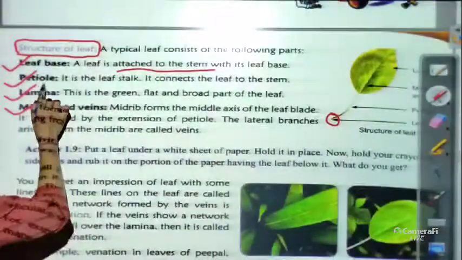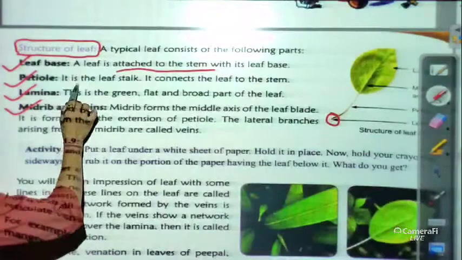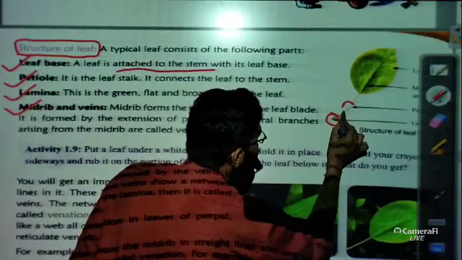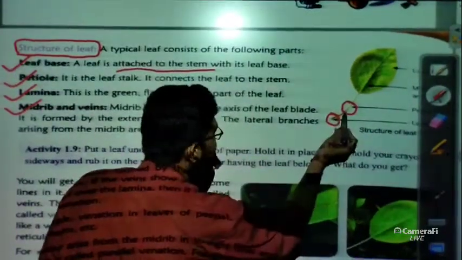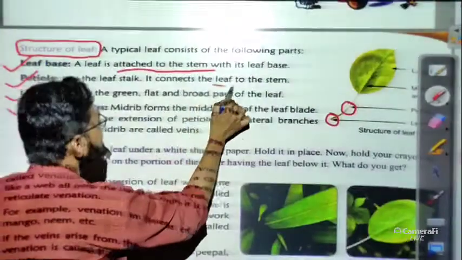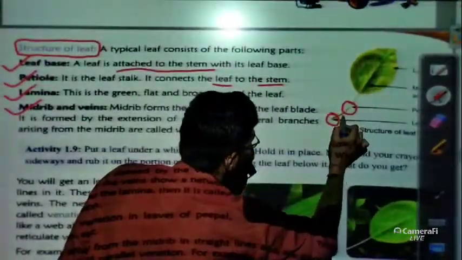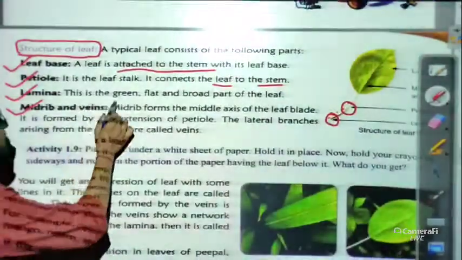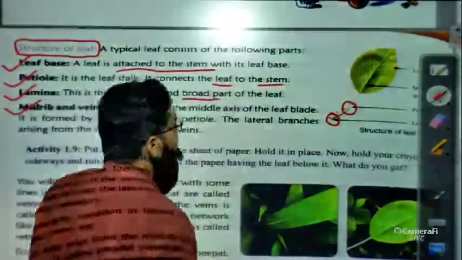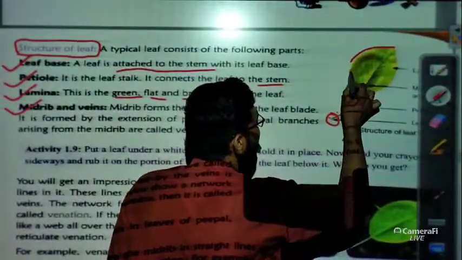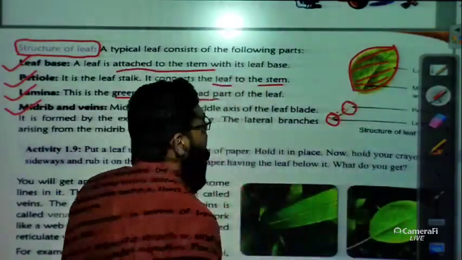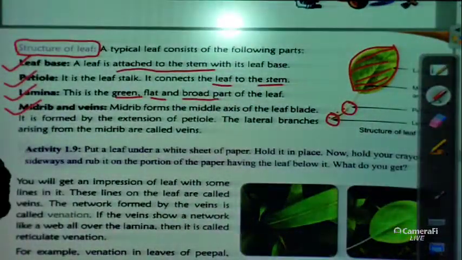The second part is the petiole. The petiole is the leaf stalk, it connects the leaf to the stem. This part we call the petiole. This is the leaf and this is the stem part, so it just connects the leaf to the stem. The third part is the lamina. Lamina means the green, flat and broad part of the leaf. Basically this whole green, flat and broad part we call the lamina.